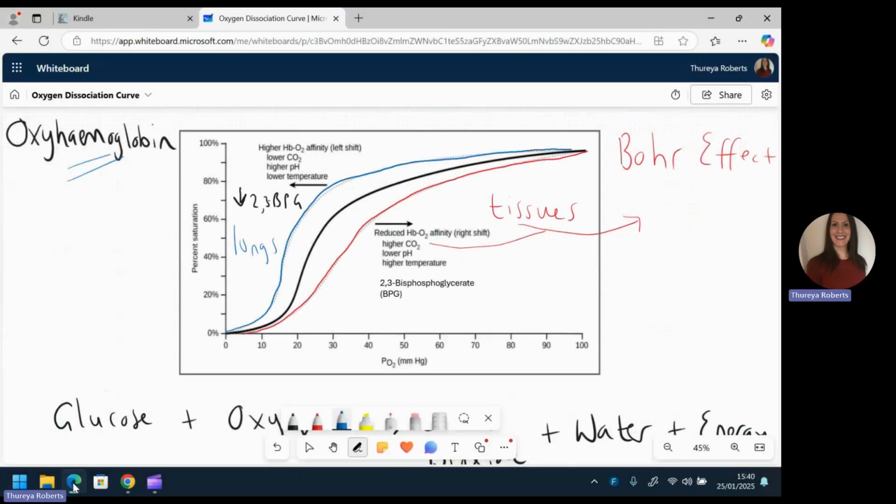So that wraps up the oxygen dissociation curve, showing how hemoglobin adjusts to efficiently carry oxygen from the lungs to the tissues.